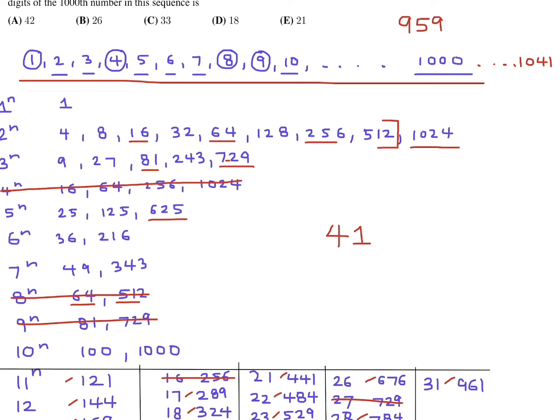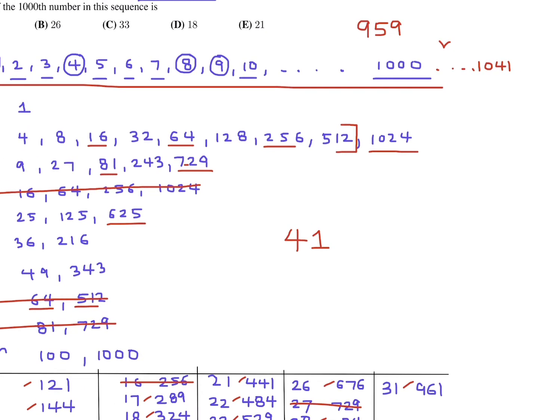1024, don't forget about him. That is going to be somewhere in here, and that also has to be taken out. Why? Because it's a perfect power. It's in our list. So that means when you take that out, you got to go up by another number. So you got to go to the 1042nd number. Correct? And that will be the 1000th number in the sequence. All right?